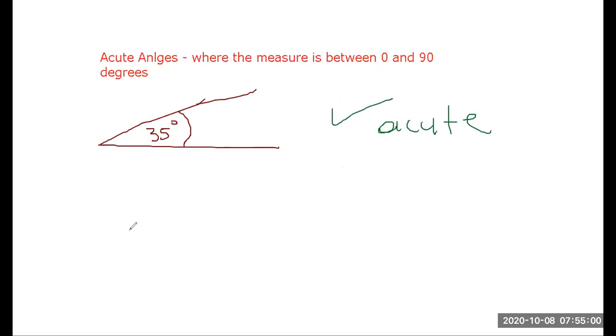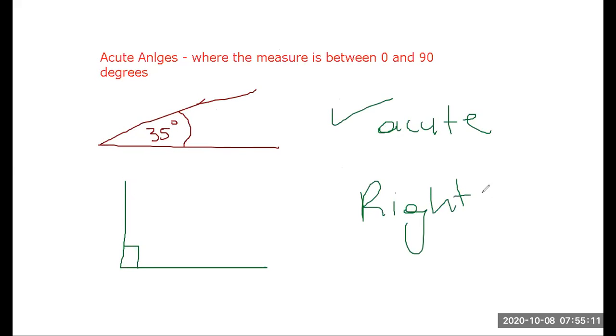because it's between 0 and 90. Do you remember what we call a 90-degree angle? Yep, a right angle. So it has to be between 0 and 90 for it to be acute. The next thing we're going to look at is, and all this is being saved on the sheet as well. So if you want the notes, you could go back and look at it.